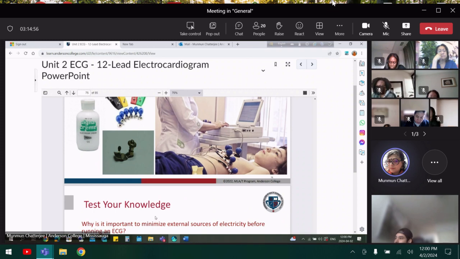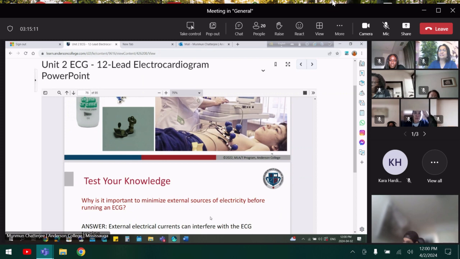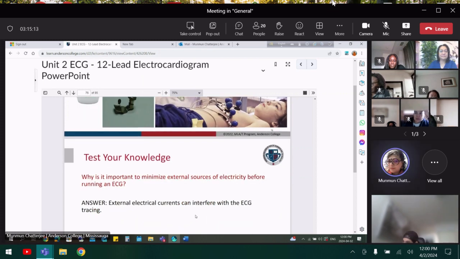This is test your knowledge: why is it important to minimize external sources of electricity before running an ECG? It could cause a disruption, artifacts, and just completely mess up your test. Yeah, it's a problem of electrical interference, mainly the AC currents. Electrical currents, mainly the AC ones.